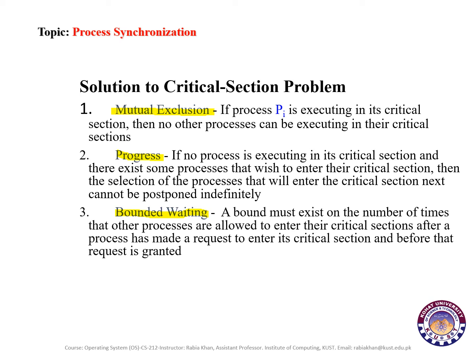So any solution that claims to solve the critical section problem must fulfill all these three criteria. If any single requirement among these three is not met, that solution will still not be considered valid or complete. So any solution that claims to solve the critical section problem must fulfill all these three requirements, conditions, or criteria.